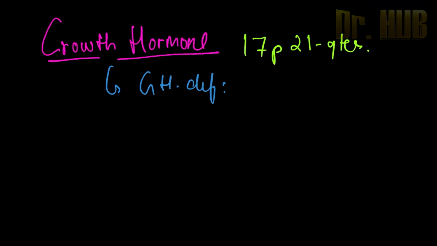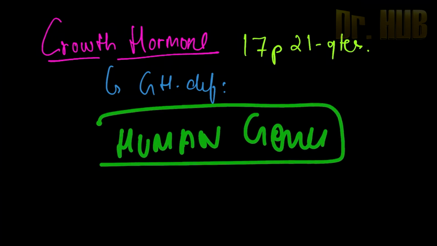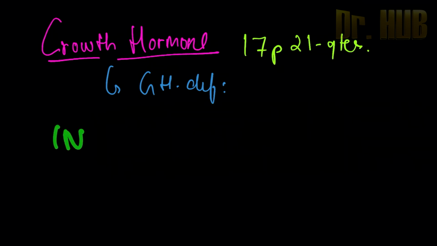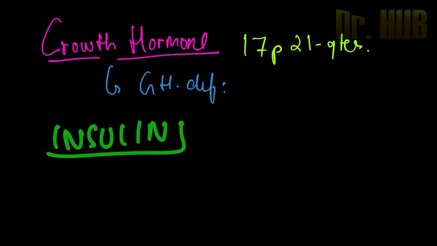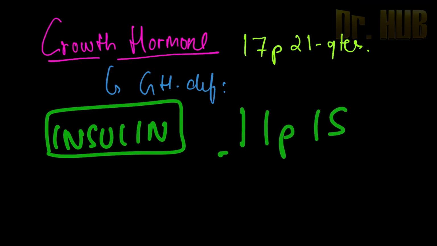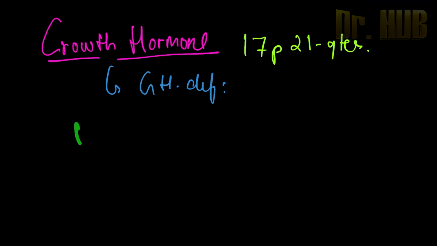So let's quickly recap what we have discussed till now. We discussed the localization of the human genes. What is the first one we discussed? The first one we discussed was insulin. Insulin is on chromosome 11p15, and as we know, insulin is associated with diabetes.